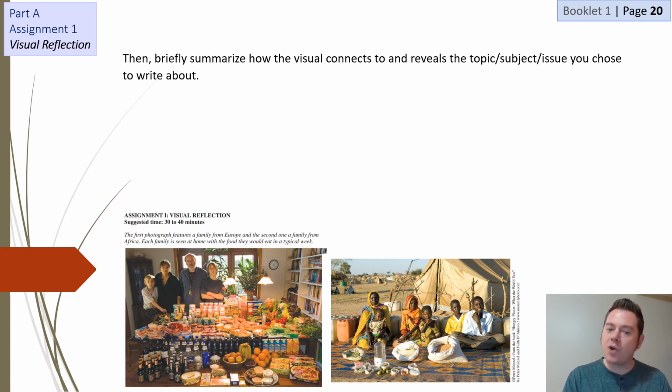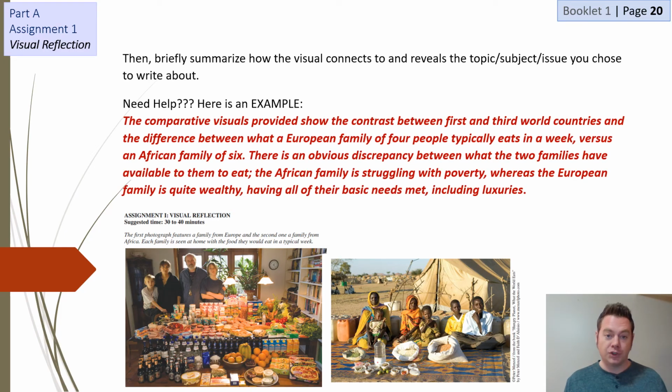Then, briefly summarize how the visual connects to and reveals the topic or subject or issue you have chosen to write about. So, here's an example. The comparative visuals provided show the contrast between first and third world countries and the difference between what a European family of 4 people typically eats in a week versus an African family of 6.